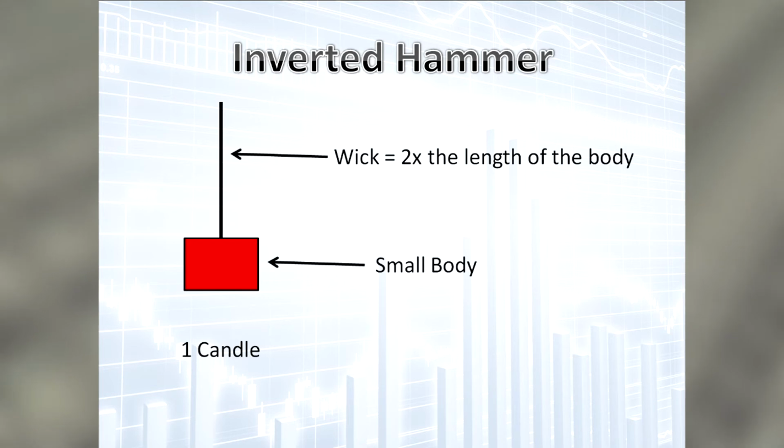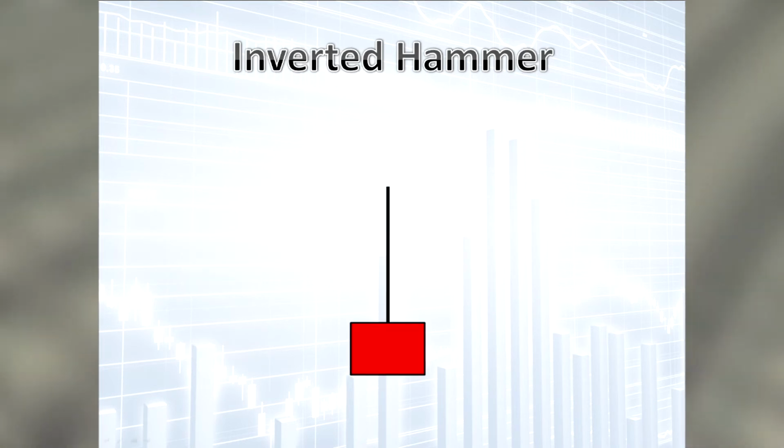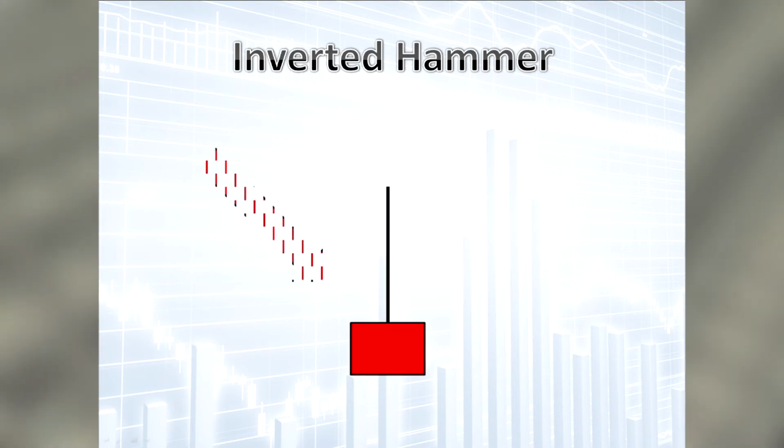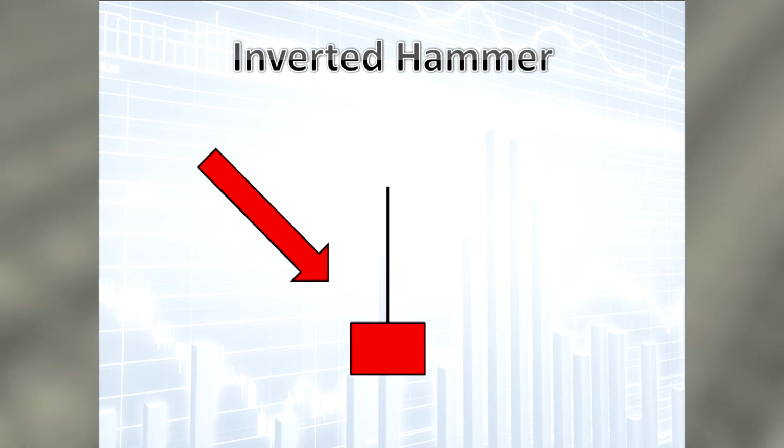Since the inverted hammer is a bullish reversal pattern, it should be situated within a downtrend. If this candle is situated within an uptrend, it is not an inverted hammer, but rather a shooting star, and if it is in ranging markets and this candle shows up, it should not be considered a reversal pattern. So we are in a downtrend, and then the inverted hammer candlestick pattern comes up.